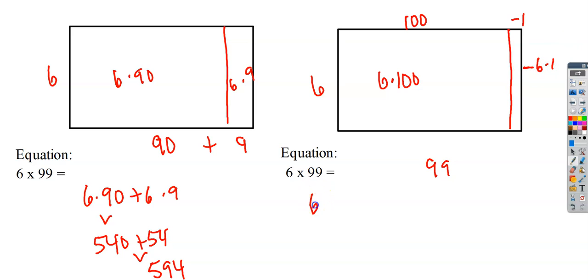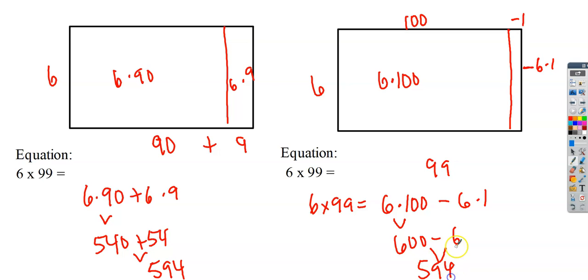So my equation becomes 6 times 99 is equal to 6 times 100 minus 6 times 1. That's how you could do mental math in your head, right? So I could do the 600 minus 6 equals 594. Hey, that's kind of a cool way.